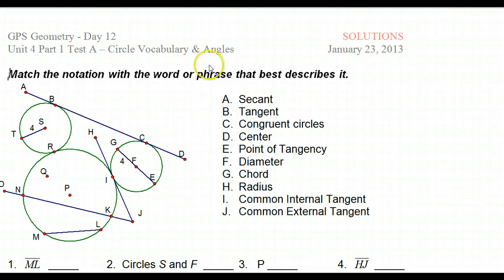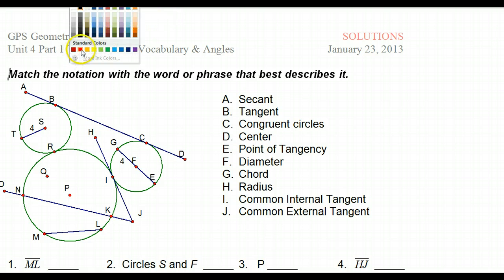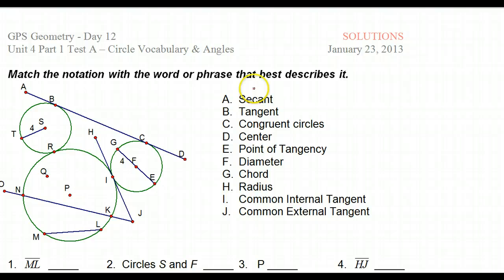Alright, day 12. This is a test covering all the concepts in this unit. We're working on circles, and we've been dealing with the angles and the arcs that go with them. So let's just go through this and see what we see. It's a good review. So first, vocabulary.